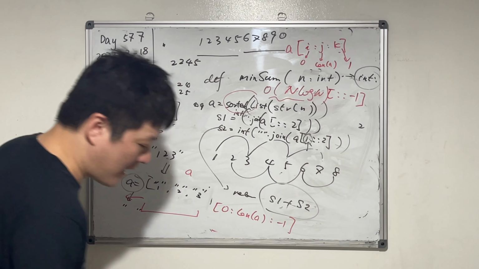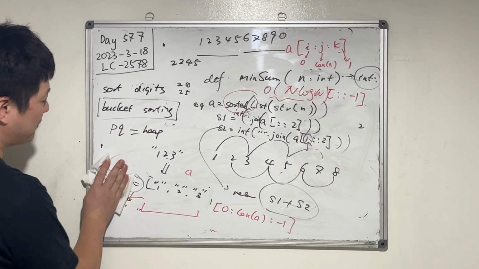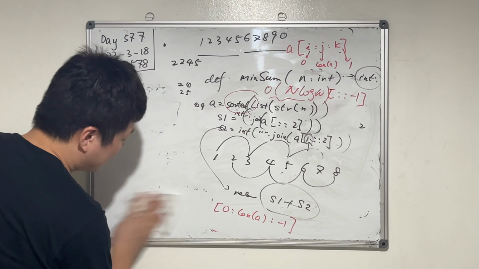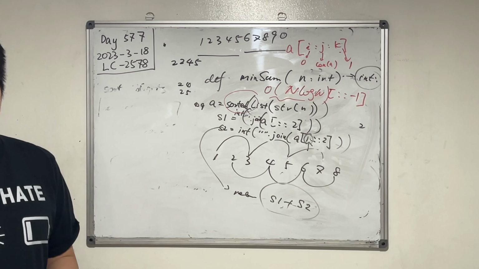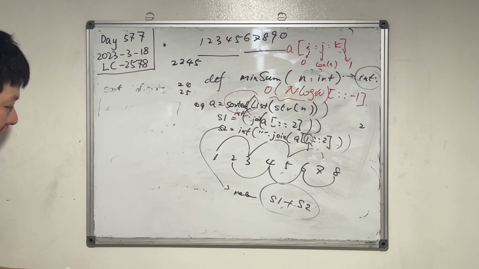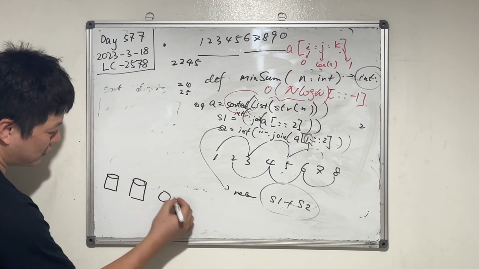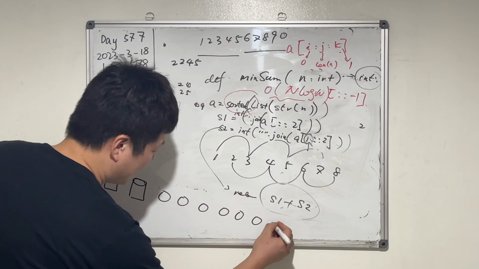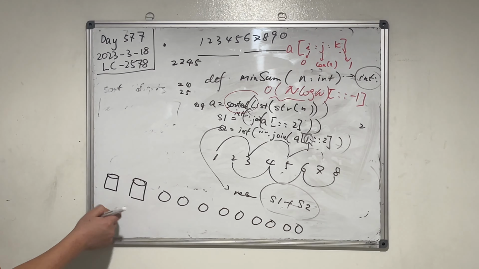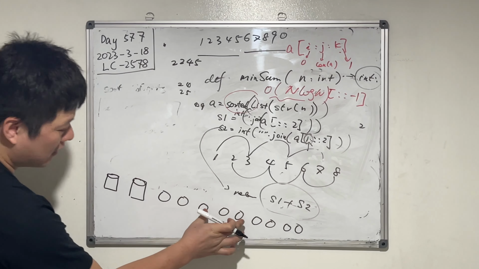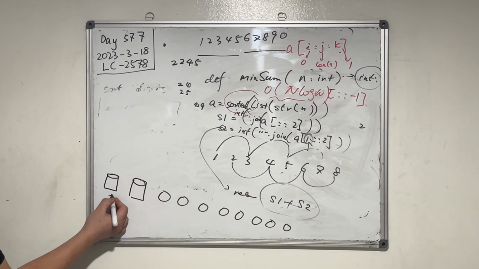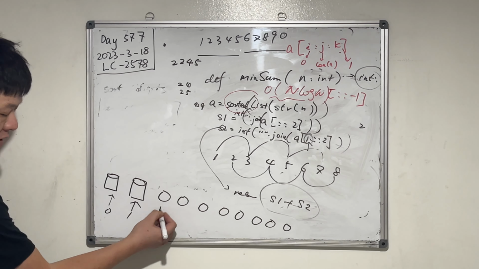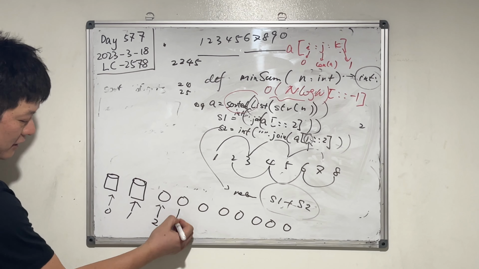For example, we can count using these buckets. So how do we count using the buckets? Just imagine how many buckets you create at the beginning. Ten buckets, one for each digit. I'm just going to draw a simple version of it, okay? So 10 buckets, for digits 0, 1, 2, 3, and so on.